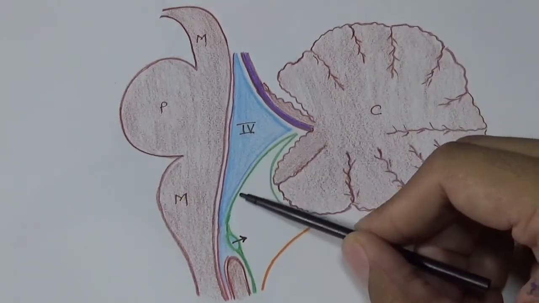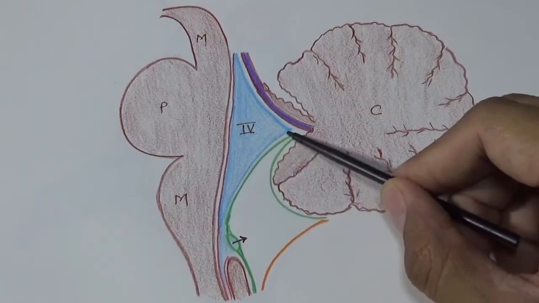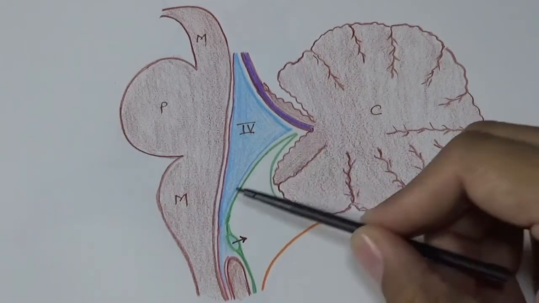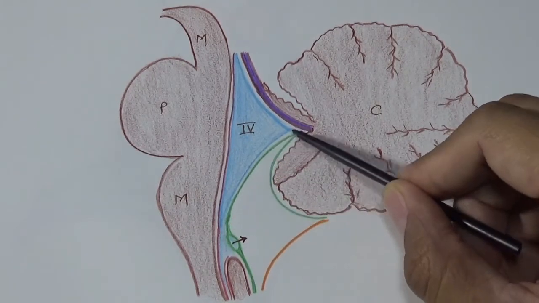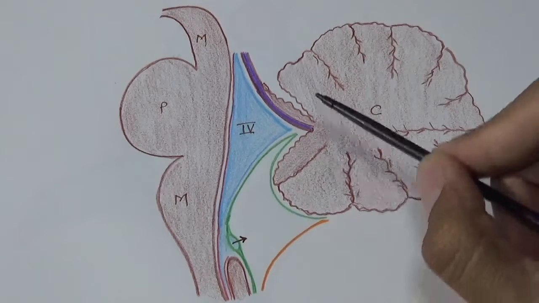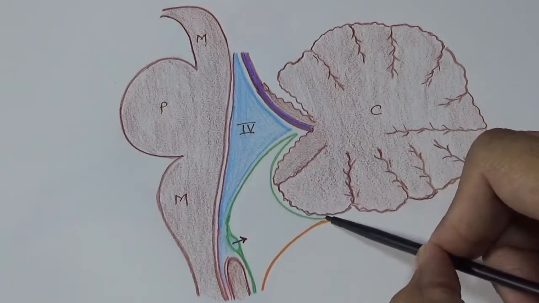Similarly, below there is the inferior medullary velum. It is nothing but the tela choroidea of the fourth ventricle. It is made up of a double fold of pia mater. You can see this green outline. So this is the ventral layer and this is the dorsal layer. Both will reach the white core of the cerebellum and then they reflect back.